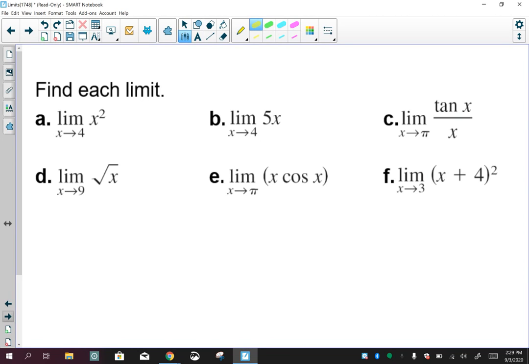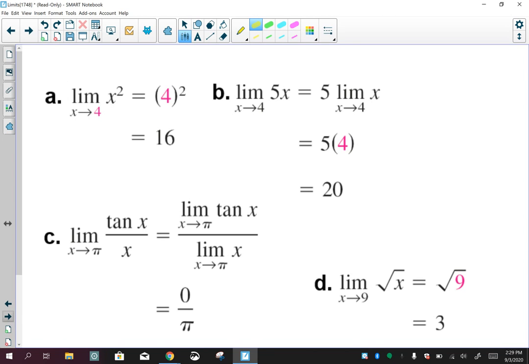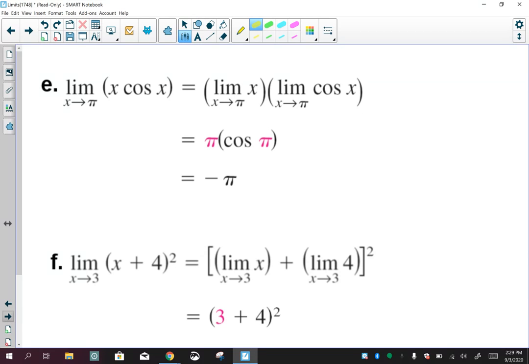All right, welcome back. Let's look at your answers. Here is A, B, C, and D. So A is 16, and then 20. That's simply 0, and then 3. And then here is E, and there is F. Now notice this right here. I did not write the number 49.